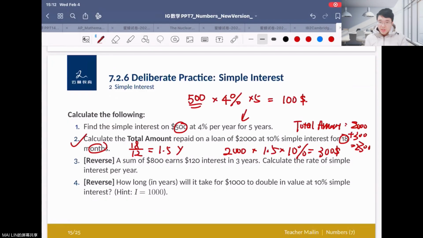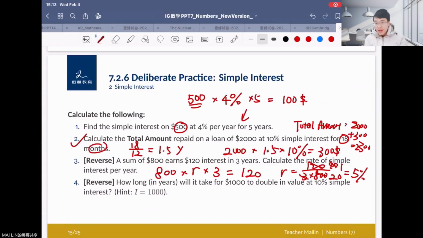Okay. And the third problem is: a sum of 800 earns $120 interest in 3 years, calculate the rate of simple interest per year. So for the interest here, you can use the formula: $800 times the rate, and then times the years, 3 years, equals $120, right? So now you can just use the formula: rate equals 120 over 3 times 800, right? So it's 40 over 800, that is 1 over 20, that is 5%, right? So the rate in the bank may be 5%.